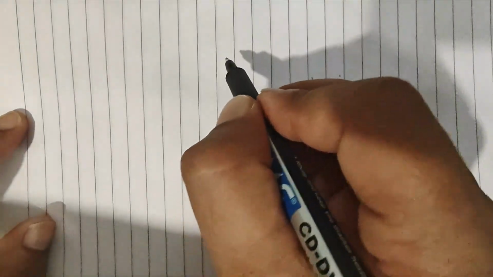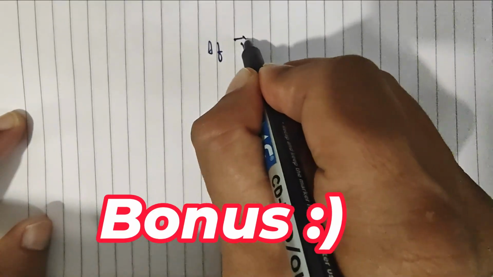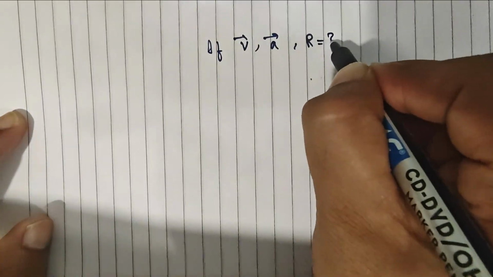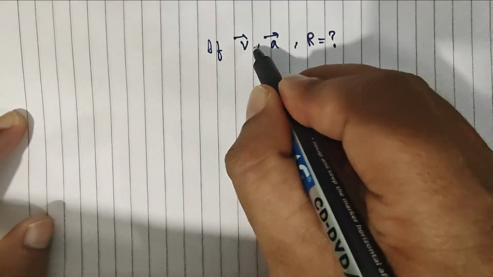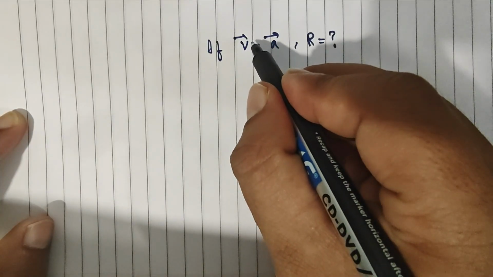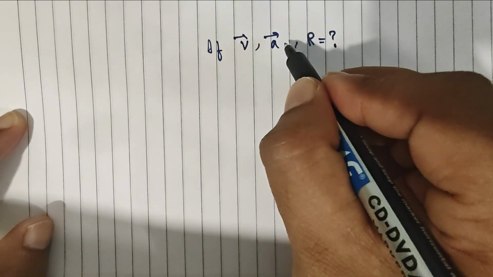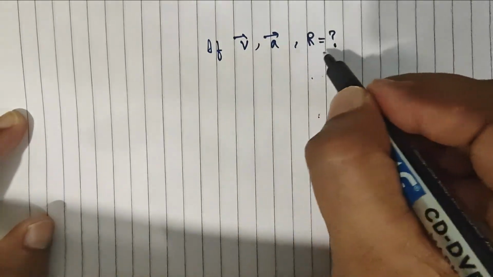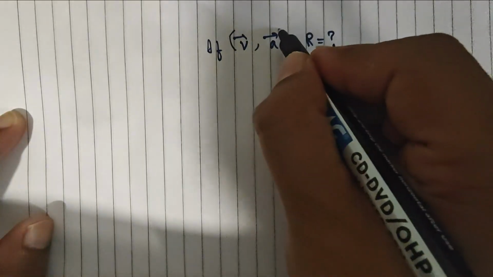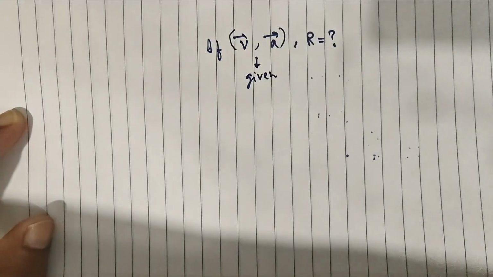Okay. Now let me give you a bonus topic. If they give you a velocity vector and an acceleration vector, how will you find the radius of curvature? So these two are given in component form, okay? Like 3 i cap plus 2 j cap, and this is given as, let's say, 1 i cap minus 2 j cap or something like that. Then how to find the radius of curvature?